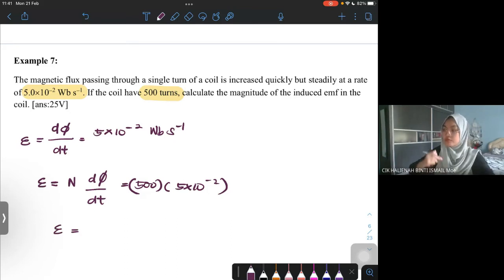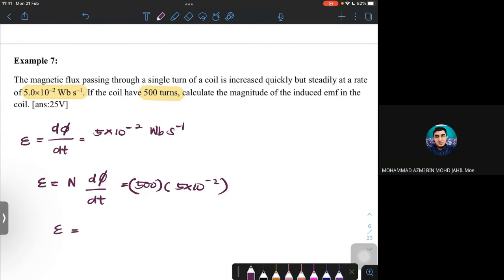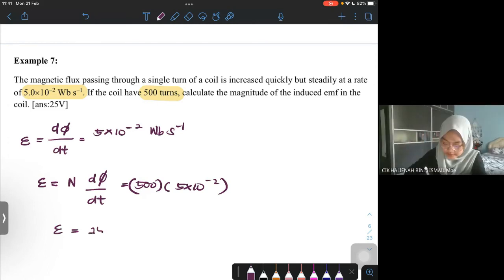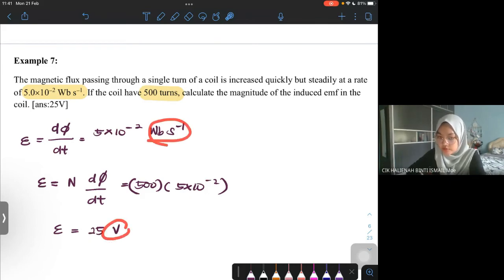So EMF you will get equal to 25 volt. So kalau dia minta EMF, kita gunakan volt ya. Kita akan gunakan volt sebab it's voltage, right?